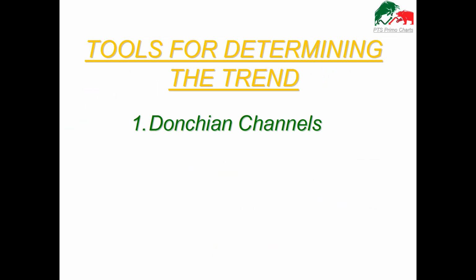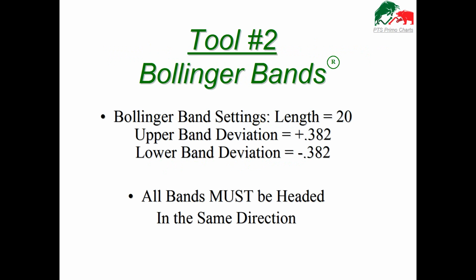Let's go to trending tool number 2, which are the Bollinger Bands. I'm sure you've all heard of them. They're just about in every charting software package. That's the beauty of the PTS Primo charts, is that we have them specially formatted for you. And let me show you how you can do that on your own if you like. Here's the special setting. This is the beauty of the new platform we have, because it's all pre-formatted for you.